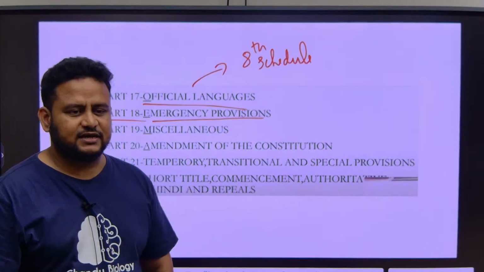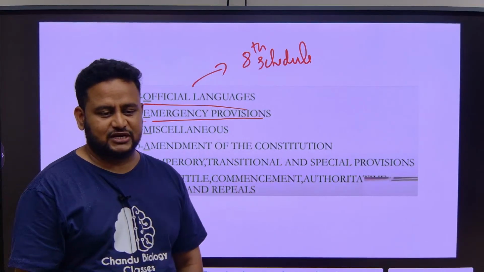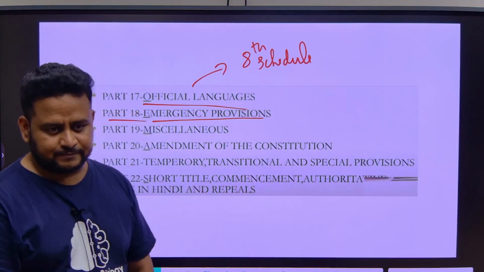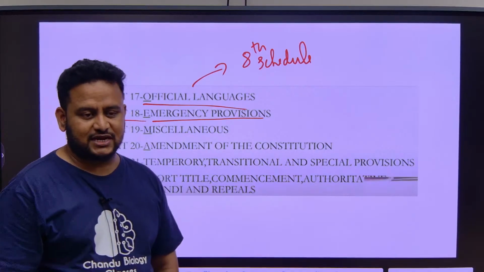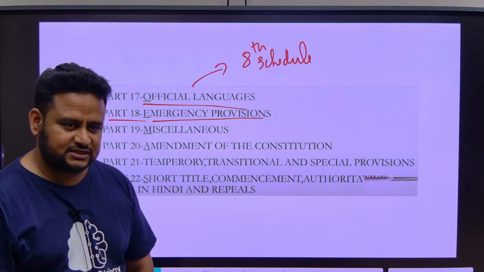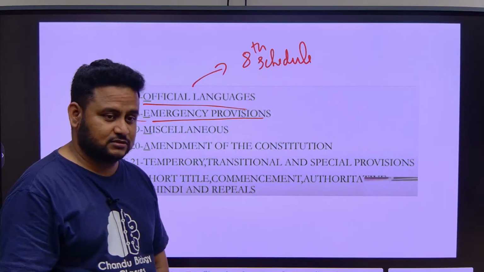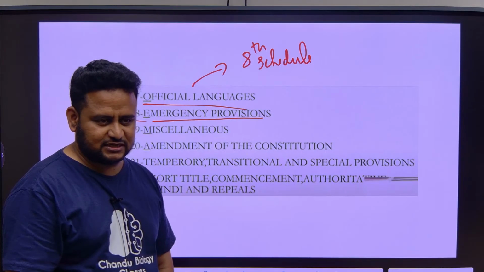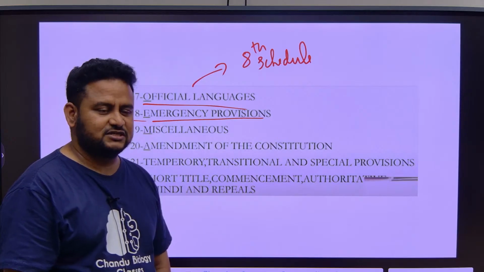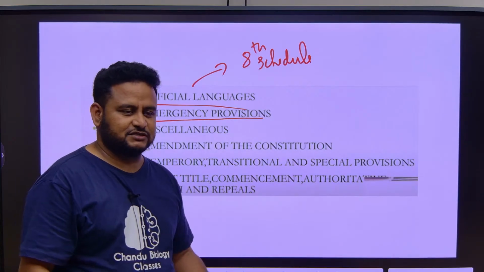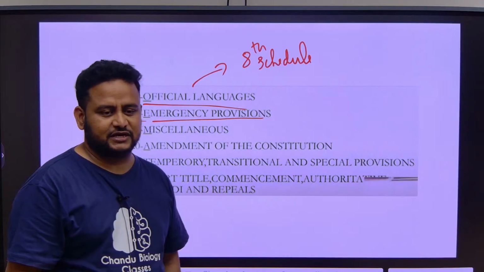English is not an official language. Please keep this in mind. They can ask which of the following is not an official language, and English can be in the options. The answer is English. You may think that since the Supreme Court and High Court use English, and everywhere we are also using English, it is an official language. It is not. It is a language we are using for convenience or communication.